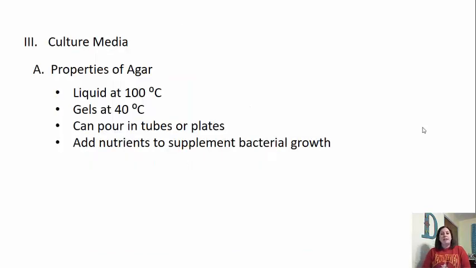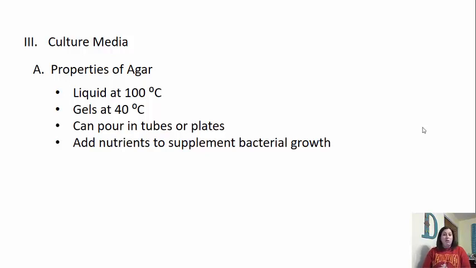So some properties of agar we want to look at. When we're dealing with agar, it does become a liquid at 100 degrees Celsius. It does gel at about 40 degrees Celsius. We can pour it in tubes or plates, and depending on how we lay the tube will depend on if we have a slant or a deep. A lot of times we can also add nutrients to this agar to supplement the bacterial growth. This could help us differentiate between types of bacteria or make sure that the elements are there for that bacteria to grow.